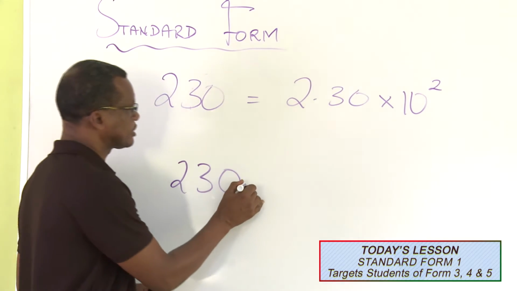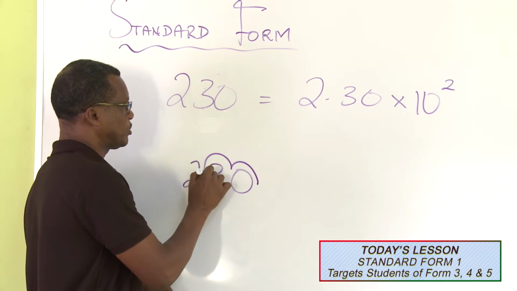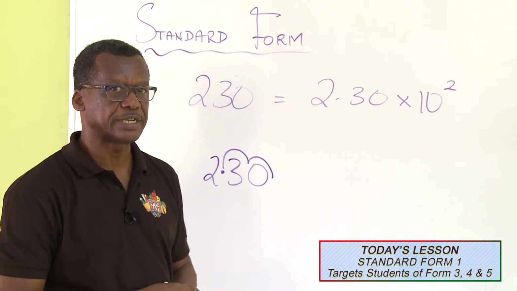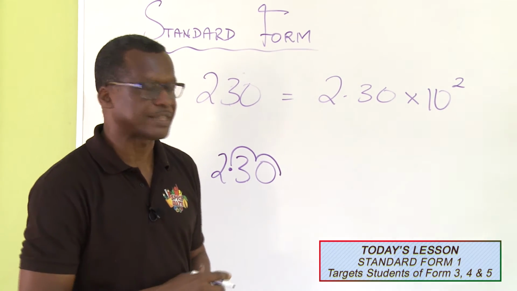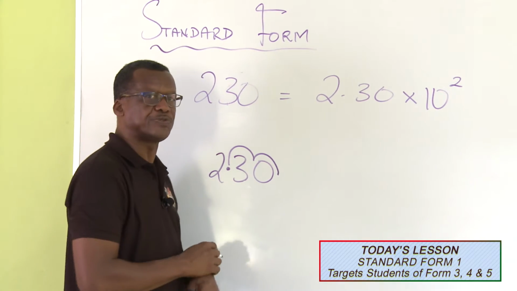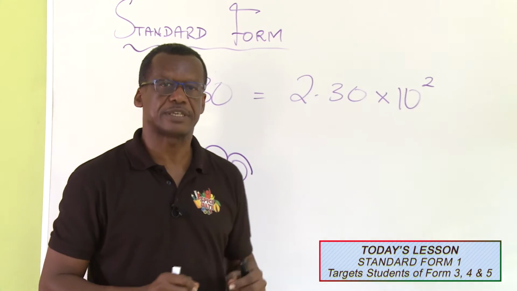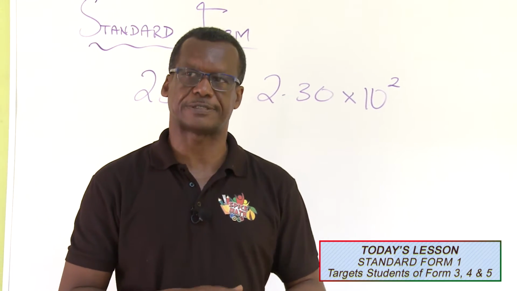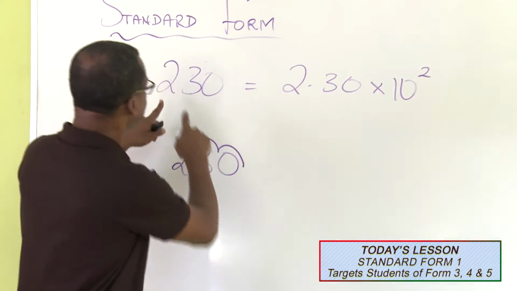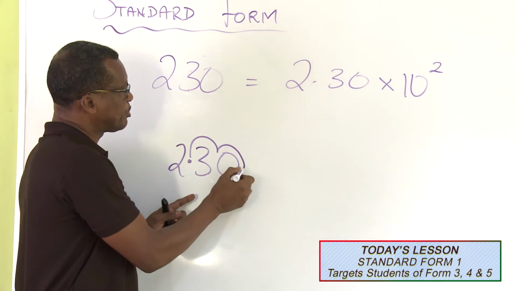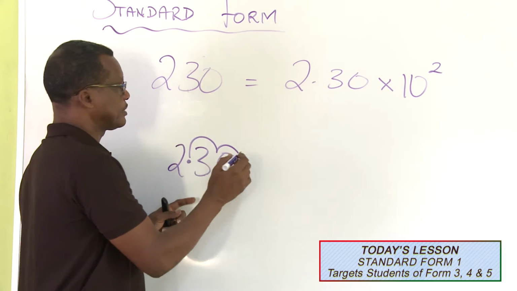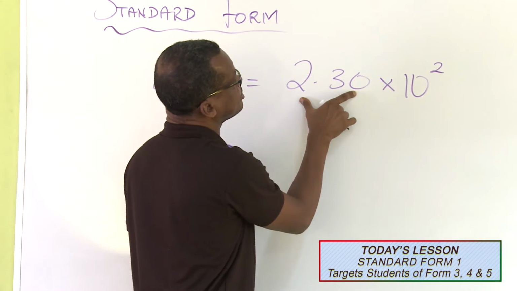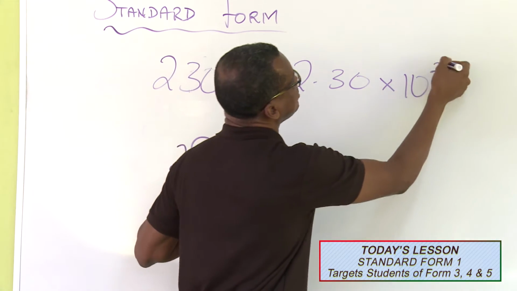So if we move the point 1, 2 places, it's now placed between the 2 and the 3. And the number of places that the point was moved is actually the number which represents the power of 10 in the result. So 230, if we move the point 2 places to the left, will become 2.30 multiplied by 10 to the power of 2.